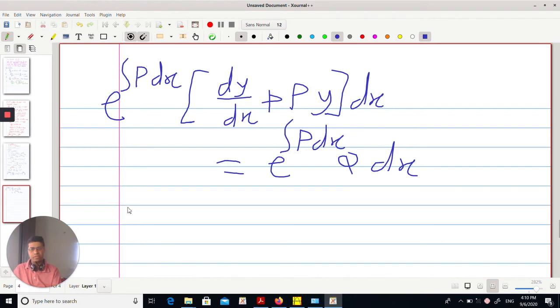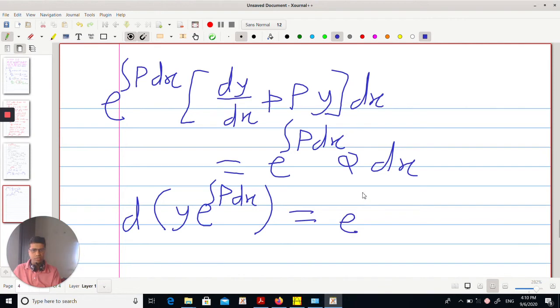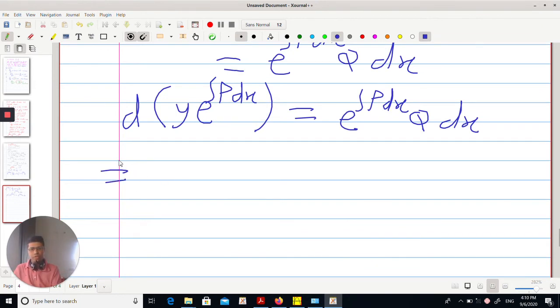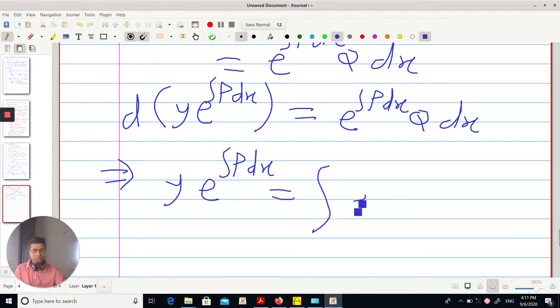Now left hand side is an exact differential. It is d of y e raised to integral p dx, and right hand side is e raised to integral p dx q dx. Now we want y from this, so we need to integrate this equation. So integrating, we get left hand side as y e raised to integral p dx and right hand side as integral e raised to integral p dx q dx.